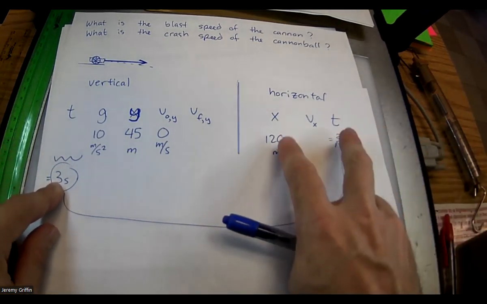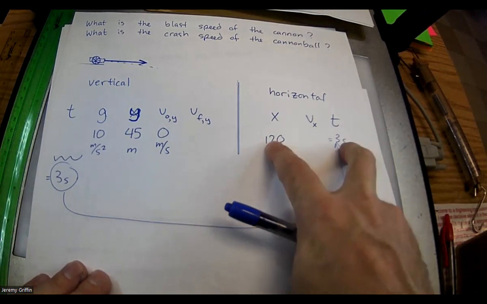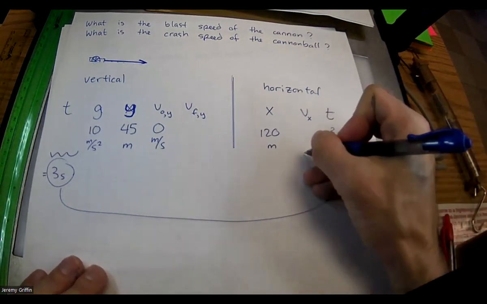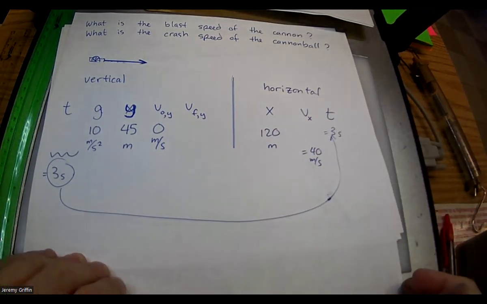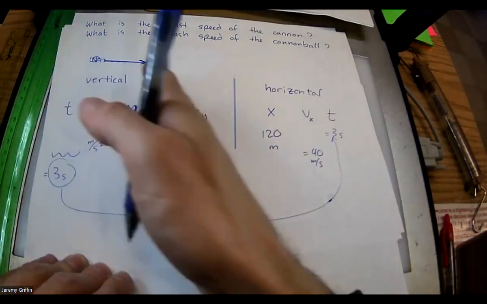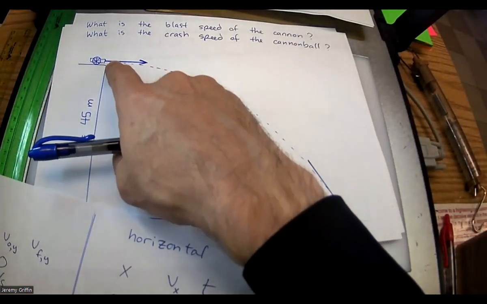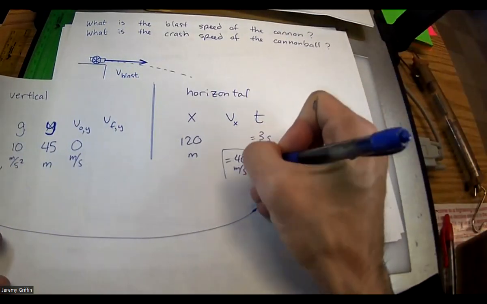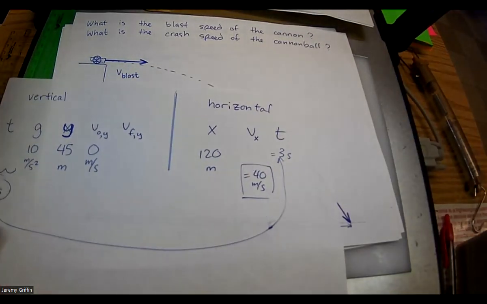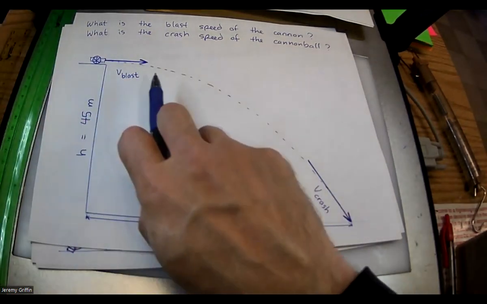Hey, if you know X and T, can you solve for V? Just divide the two. Guys, what's 120 divided by 3? 40 meters per second. Ah, that's how fast it's going across the field. It's going across at 40 meters per second. Hey, wouldn't that also represent the blast speed from the cannon? That's the answer. 40 meters per second. That's how fast the cannon blasted. It's horizontal, and at 40 meters per second it stays the same all the way across the field.